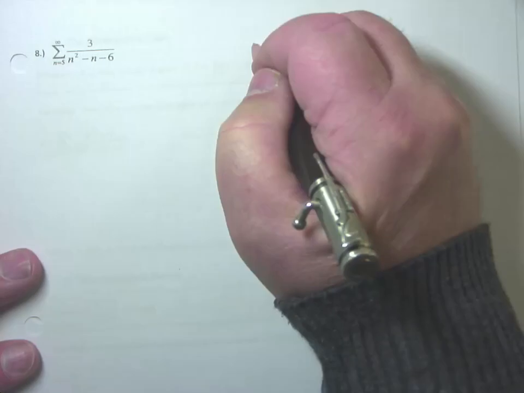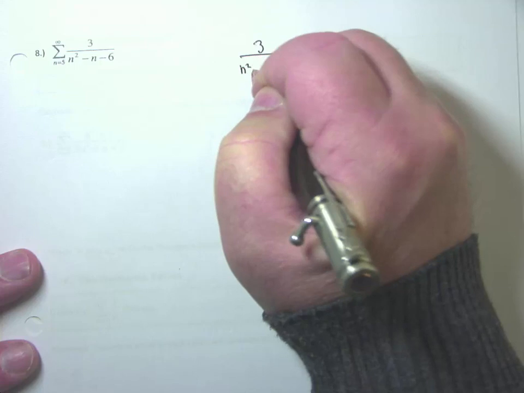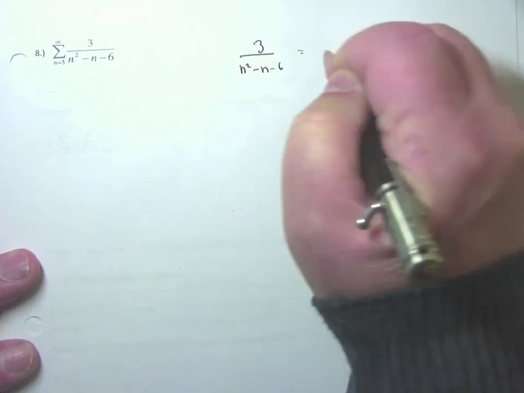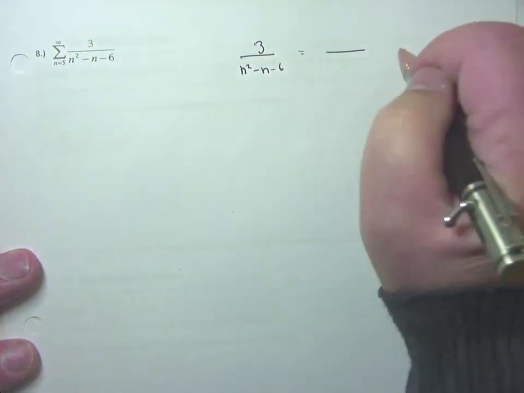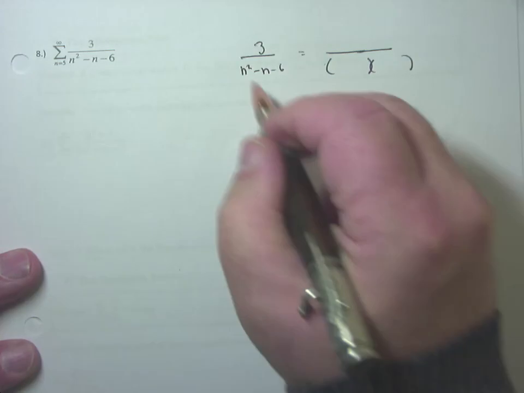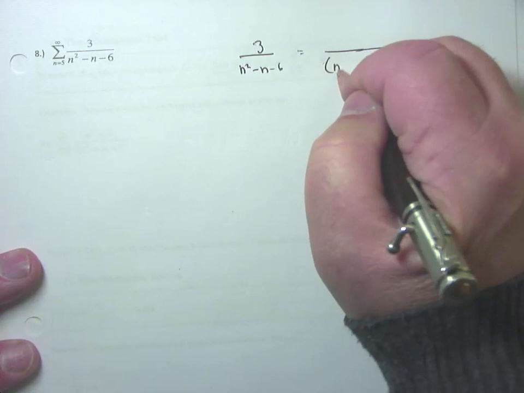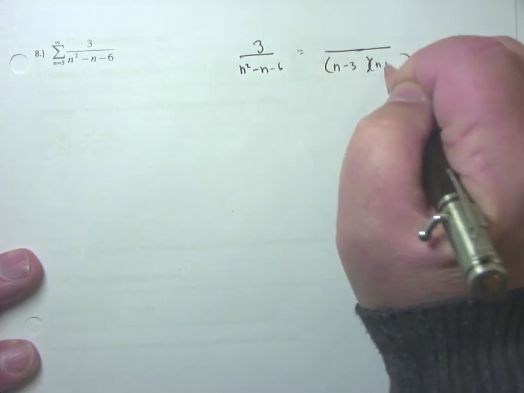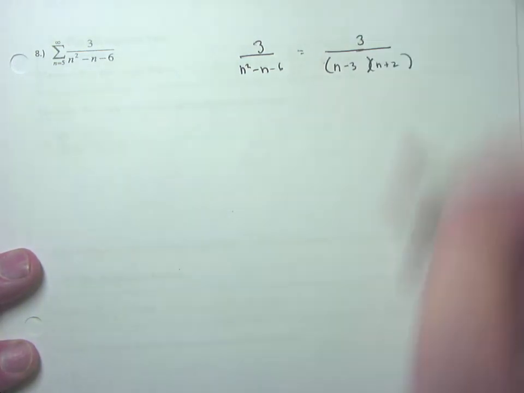Look at it. It is 3 over n squared minus n minus 6. Did you not notice the denominator? You can factor it. N squared minus n minus 6 factors into what? N minus 3 times n plus 2. 3 on top.